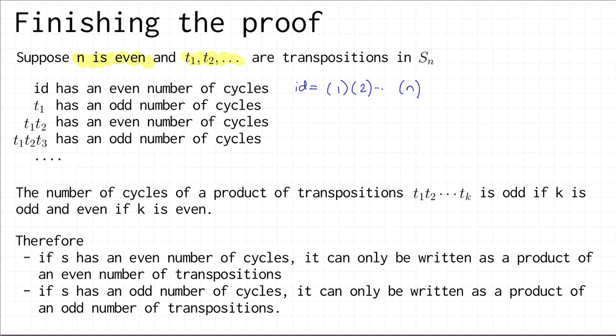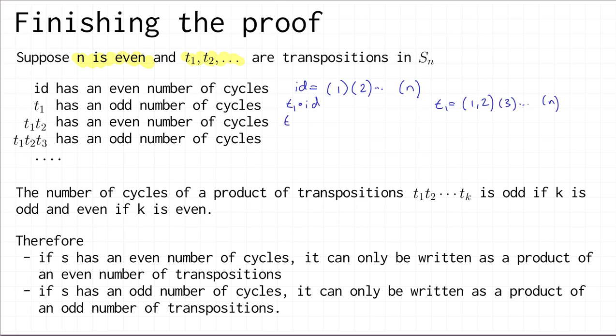Now, let's think of T1 as T1 times the identity. Then you're multiplying the identity on the left by a transposition. That means the number of cycles either goes up by 1 or goes down by 1. But if you increase or decrease an even number by 1, the result is an odd number. So T1 must have an odd number of cycles. In fact, it's kind of obvious it does, because T1 in its full disjoint cycle decomposition might be something like (1 2)(3)...(n), so there will be n-1 cycles. Maybe T1 is something else, but in every case it would have n-1 cycles.